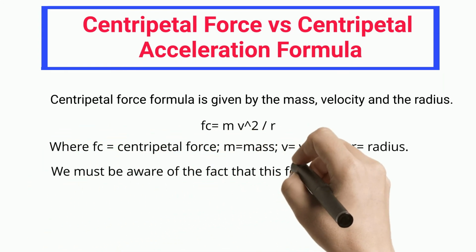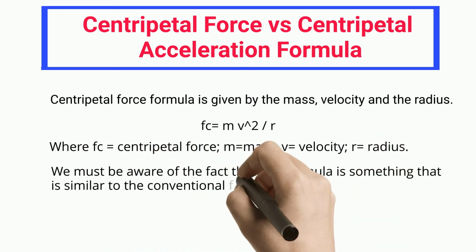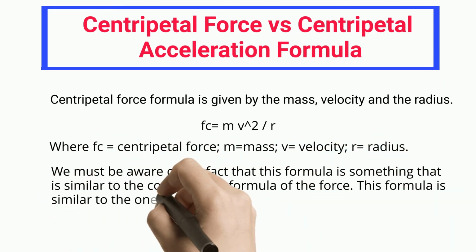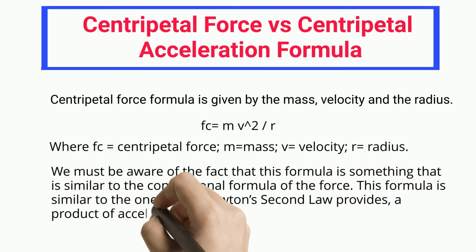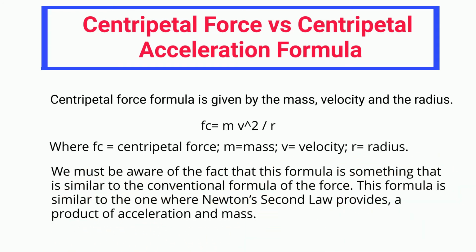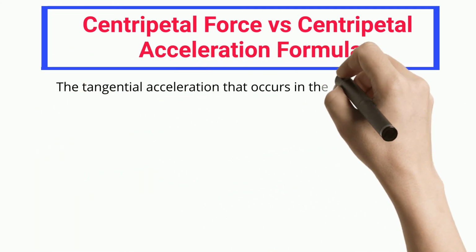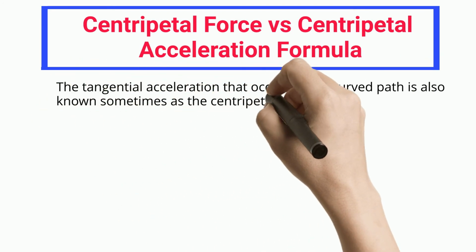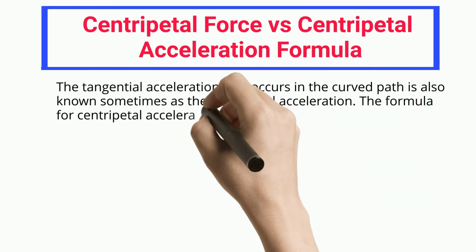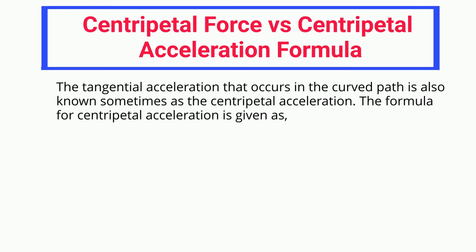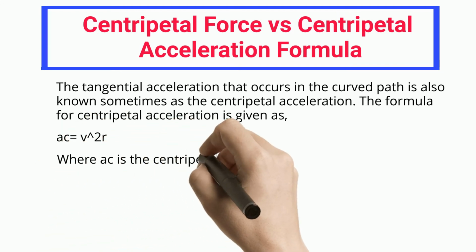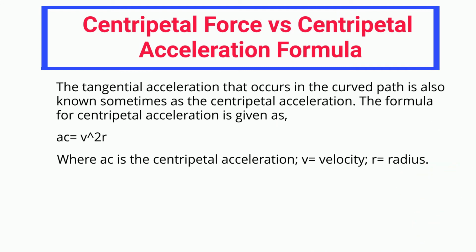We must be aware of the fact that this formula is similar to the conventional formula of force, where Newton's second law provides the product of mass and acceleration. The acceleration that occurs in the curved path is also known as the centripetal acceleration. The formula for centripetal acceleration is given as ac equals v²/r, where ac is the centripetal acceleration, v equals velocity, r equals radius.